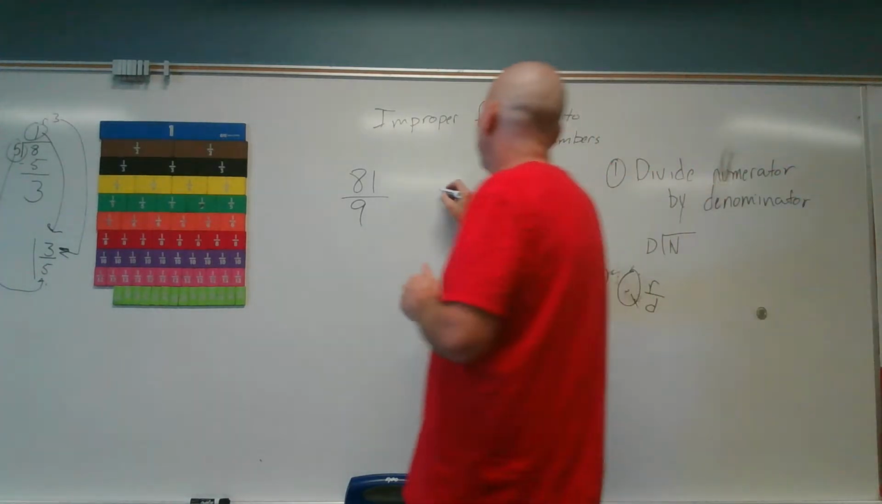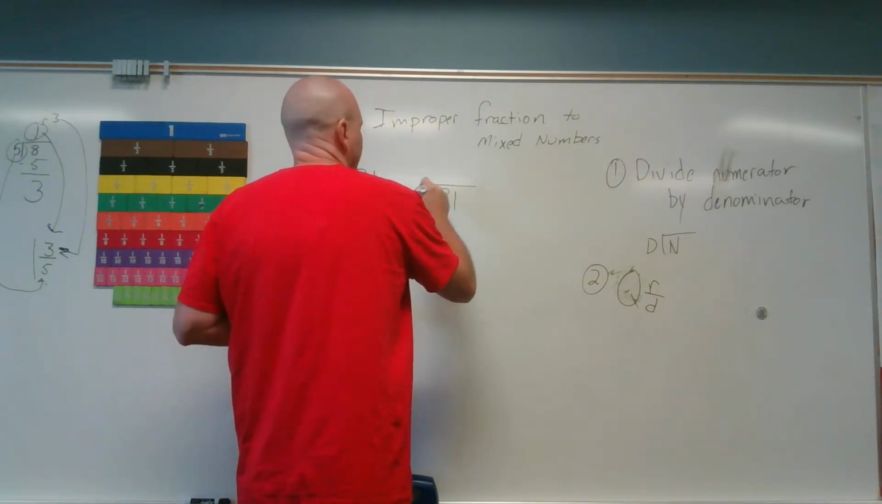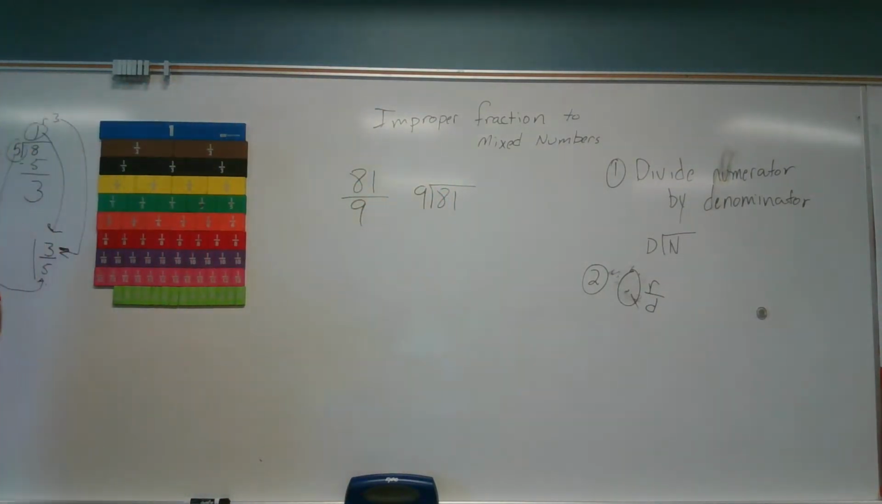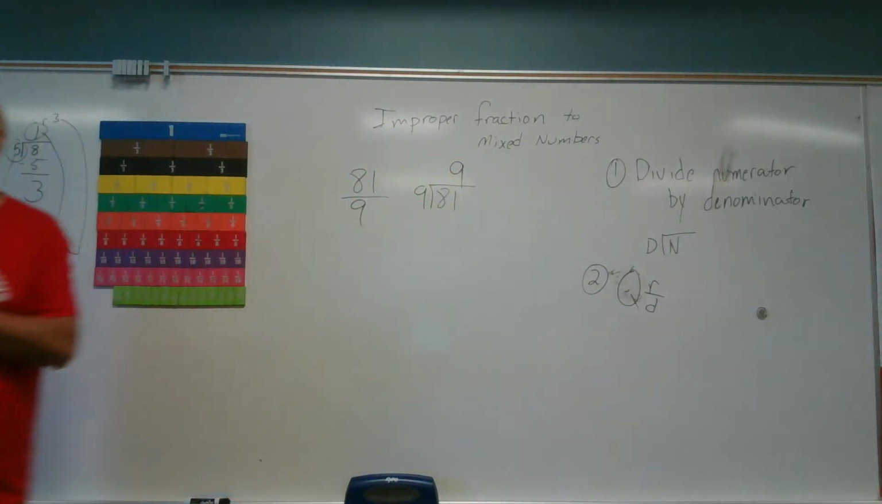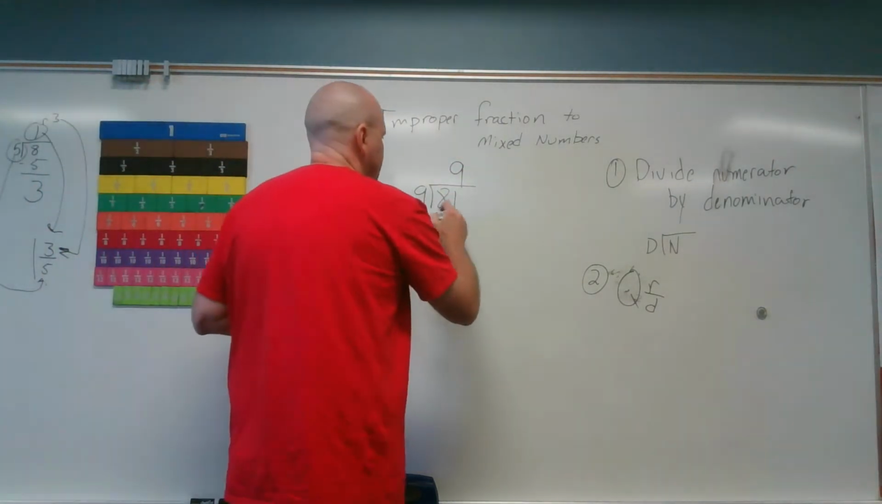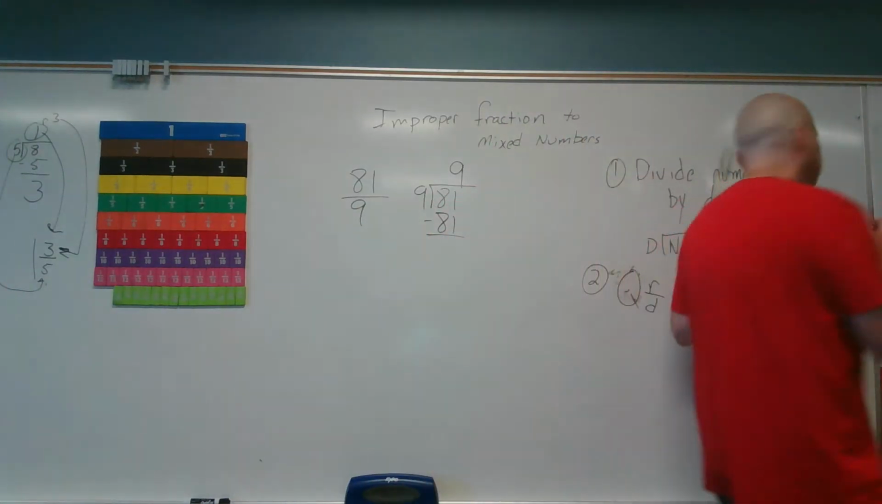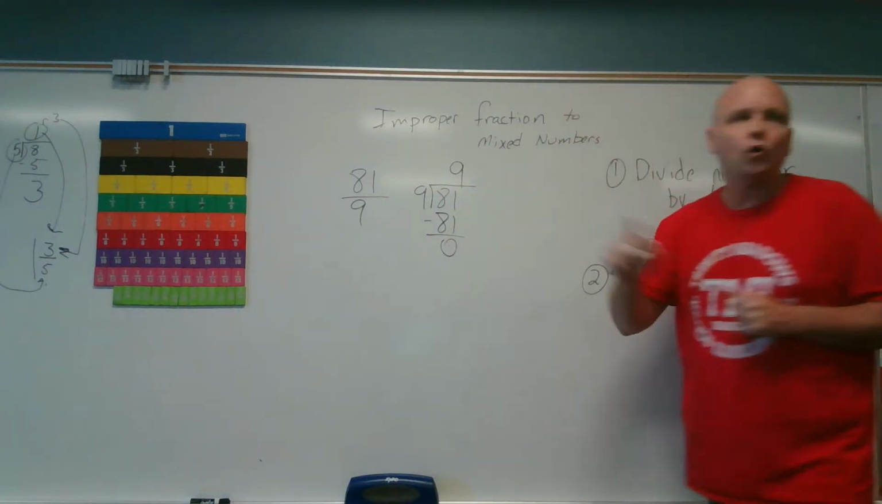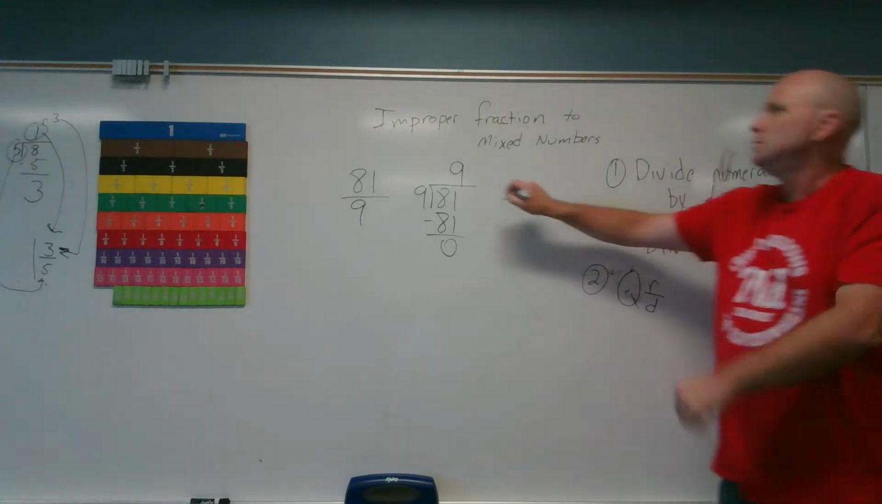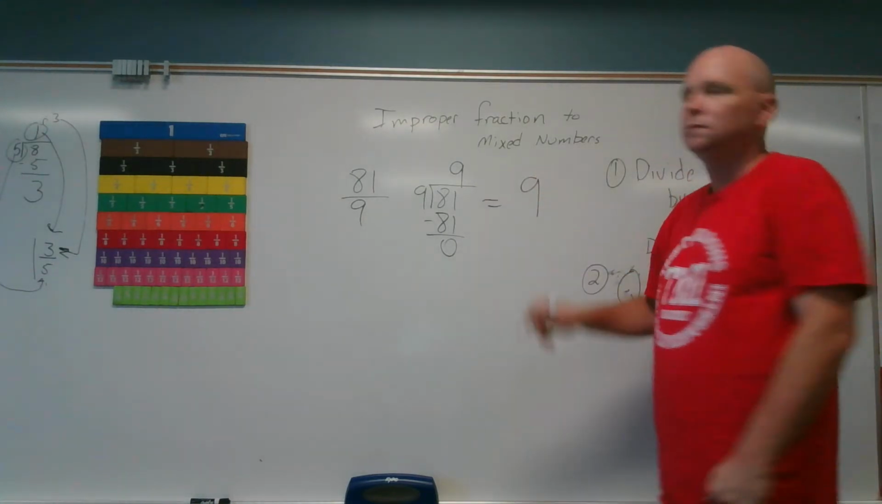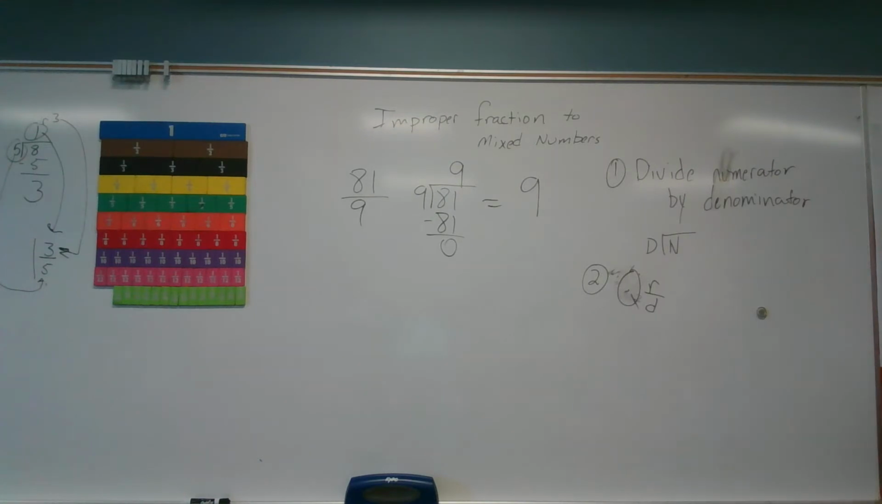81 divided by 9. And what is 81 divided by 9, Ashley? 9. And what's 9 times 9, Ashley? 81. And what's the difference between 81 and 81? 0. So if I have no remainder, there is not a remainder. My answer is just a whole number. Because I don't want to put 0.